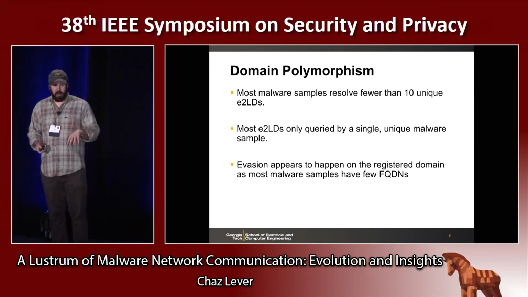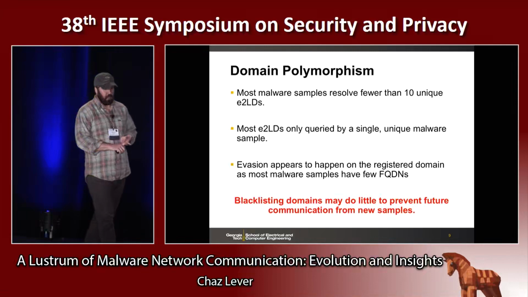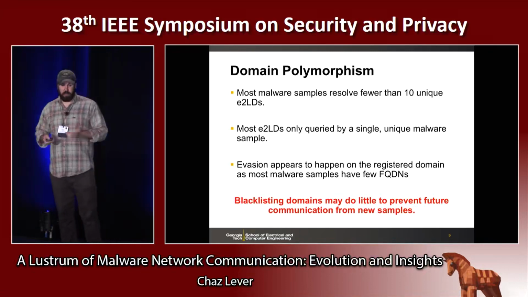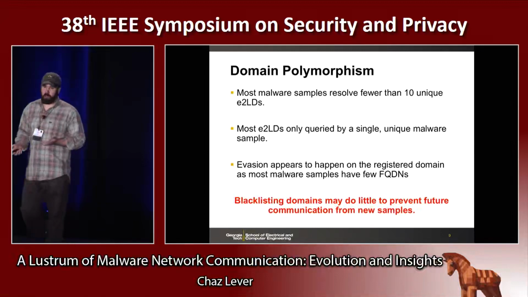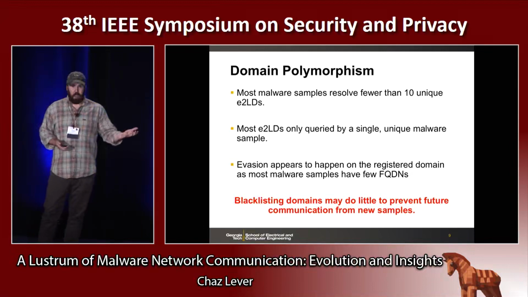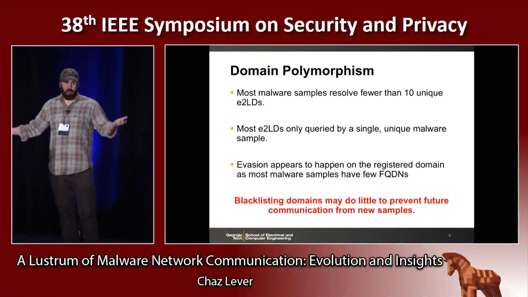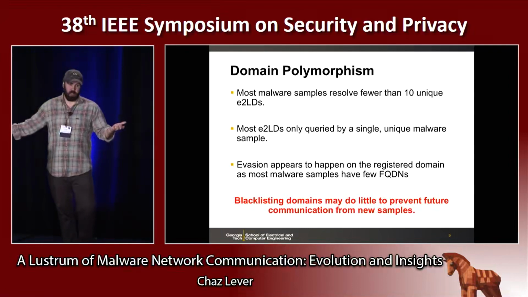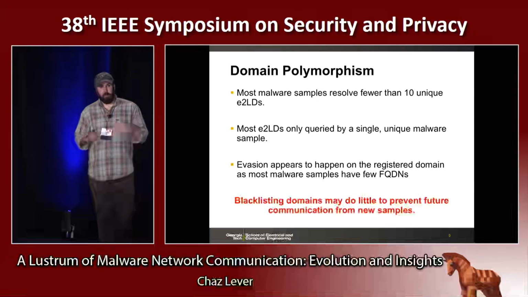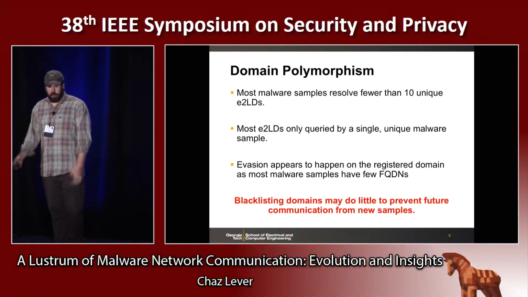So ultimately, what we were able to take away from this is that if you're taking the domains that you're receiving from these malware feeds through dynamic analysis, blacklisting these domains may do little to prevent future communication with new samples. So if you have a sample today that's querying a specific domain and you put that in a blacklist and a new sample comes out tomorrow, it's likely that that domain won't be effective at preventing the future communication. And this is one of the pitfalls for using the network signal coming from dynamic analysis for blacklists or other sort of network preventative measures.